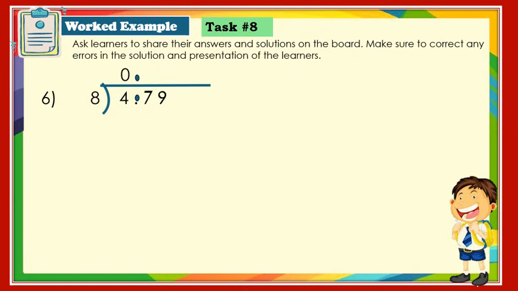Divide 47 by 8, we have 5. Then multiply 5 times 8, we have 40. Then subtract 47 minus 40, we have 7. And then bring down 9. Then repeat the process. Divide 79 by 8, we have 9. 9 times 8, we have 72. Then subtract 79 minus 72, we have 7. And then add 0 in the dividend. Then bring it down to make 7 as 70. Then we have a new dividend, which is 70. 70 divided by 8, we have 8. 8 times 8 is 64. And then subtract 70 minus 64, we have 6.